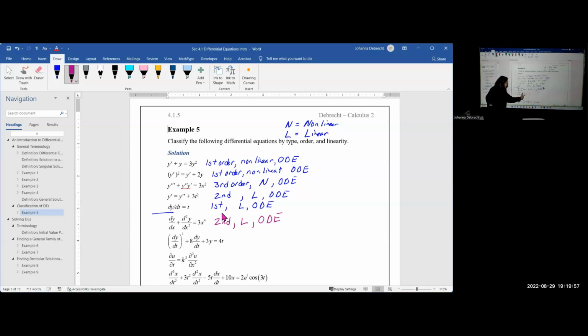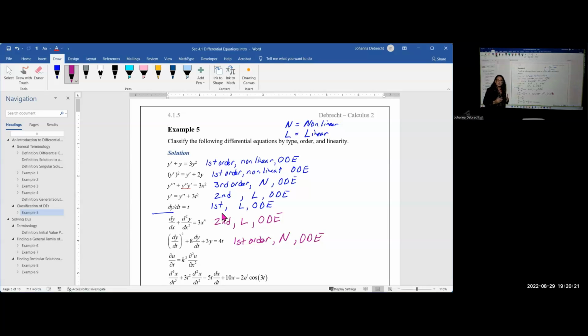The next one, I've got the first derivative, but it's being squared. That tells me it's not linear. But this is the first derivative here and here, so it's first order. It is not linear, so nonlinear because it's squared, and it is an ordinary differential equation because of the d.